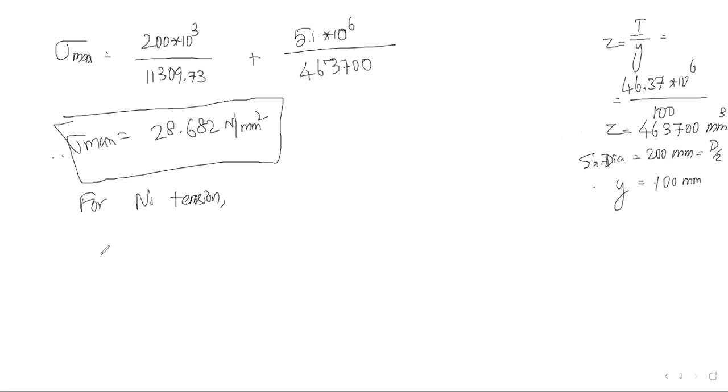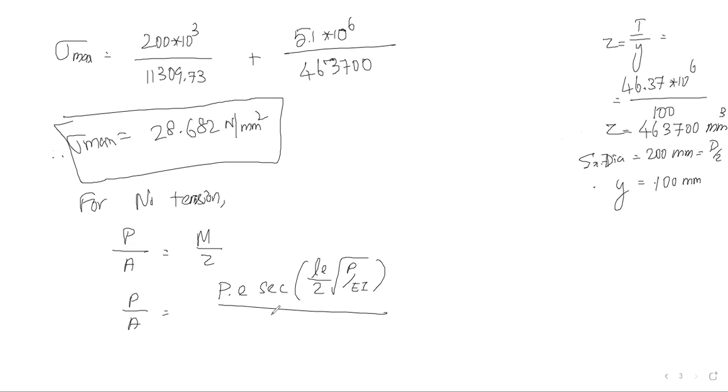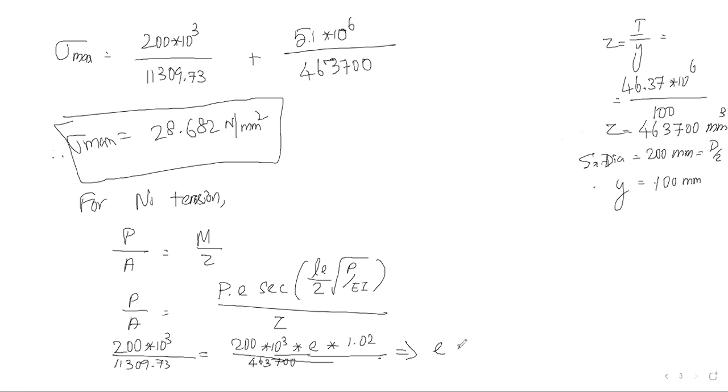Now for no tension, that is in order to get the value of eccentricity, P by A is equal to M by Z. M is equal to P into e into secant LE by 2 into root under P by EI, divided by Z. So 200 into 10 cube divided by area 11,309.73 is equal to 200 into 10 cube into e, which we have to calculate, then secant this term becomes 1.02, divided by Z value, 463,700. So from this we can calculate the value of e.